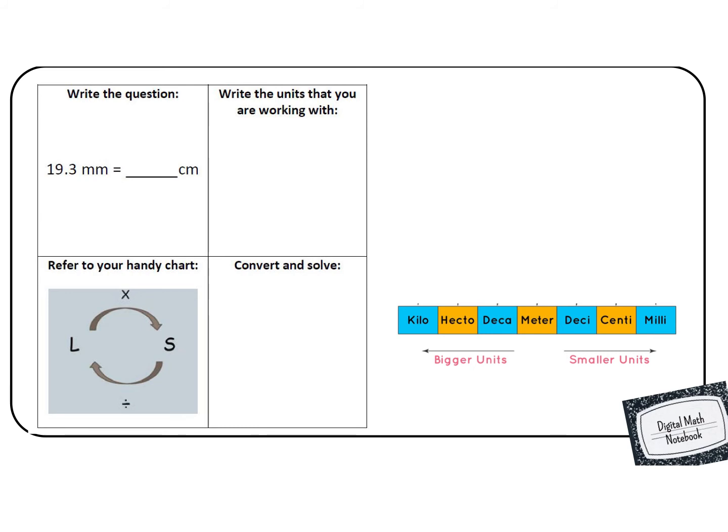In this problem, we are changing from millimeters to centimeters. MM stands for millimeter, and CM stands for centimeter. Let's look at our conversion chart. Milli is here and centi is here. And that means that we actually went only 1 jump, but we went the other direction, which means we started out with a small thing and we changed to a big thing.